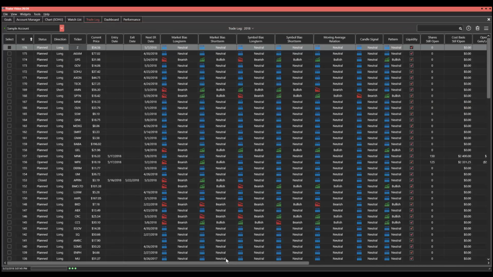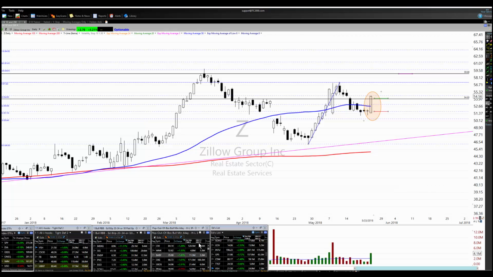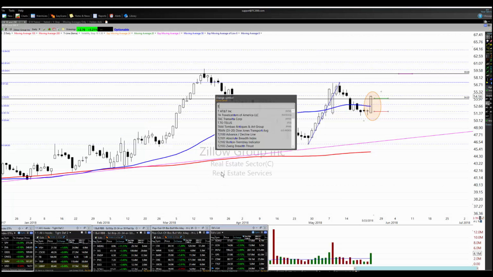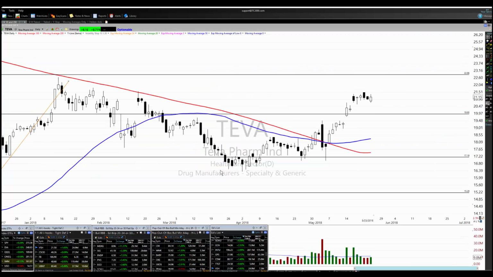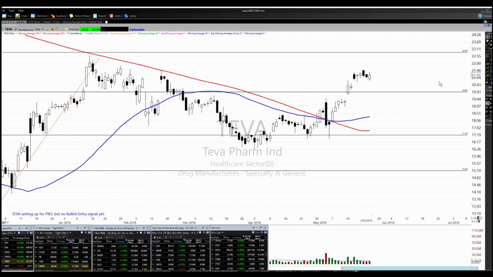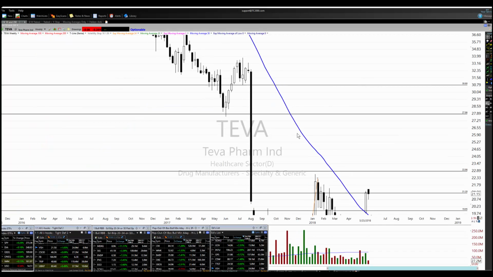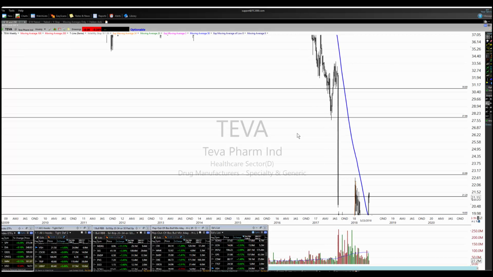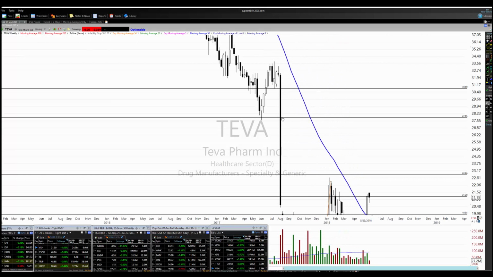Okay, let's just do a couple more. These will be the last two, Bob. Teva, I think that's an Israeli. Again, we've got a piercing candle. Nothing there on the weekly. We fell off a cliff back here in last summer.